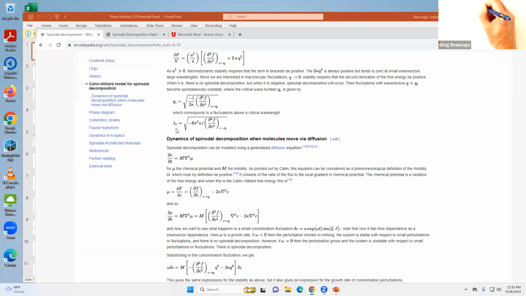Anyway, times these unit vectors. So this is a vector.